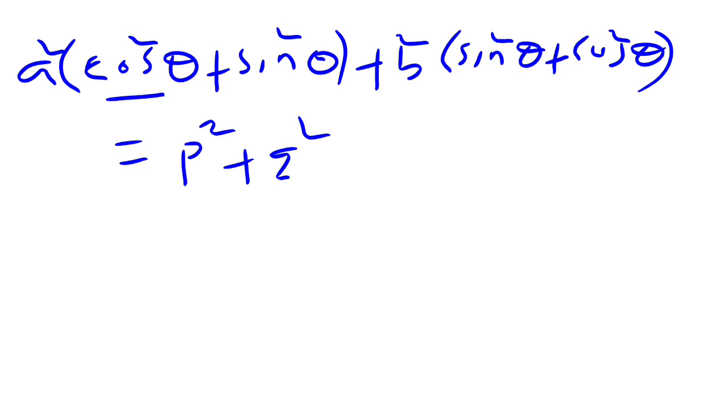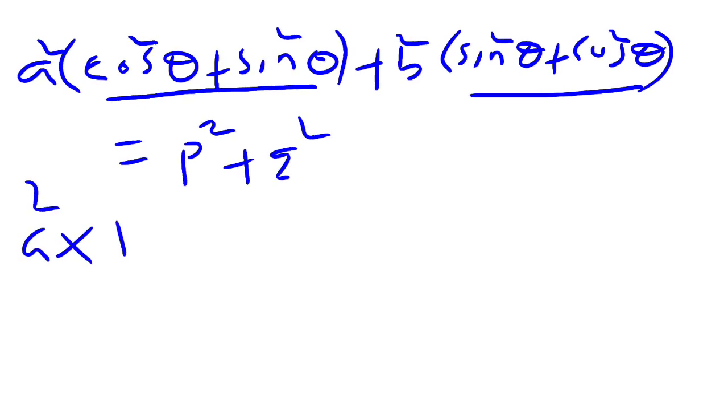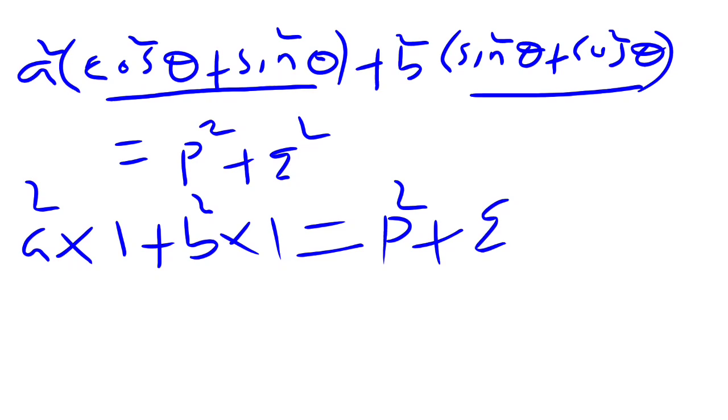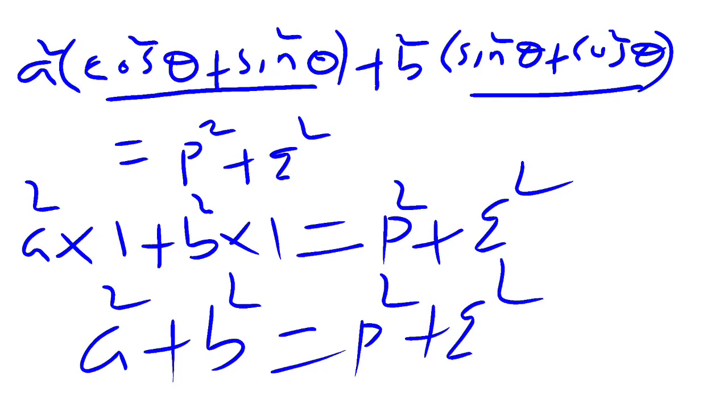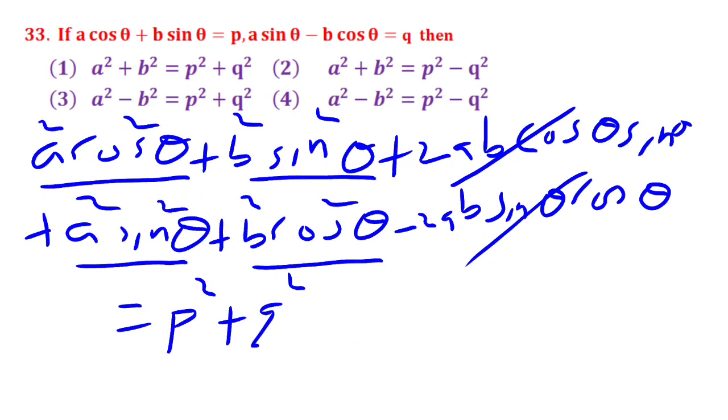Cos square theta plus sin square theta is one of the trigonometric identities, and sin square theta plus cos square theta, both are the same identity. So a square times the identity, which is always equal to 1, plus b square into 1, equals p square plus q square. So a square into 1 is a square, plus b square into 1 is b square, equals p square plus q square. So option 1 is correct.